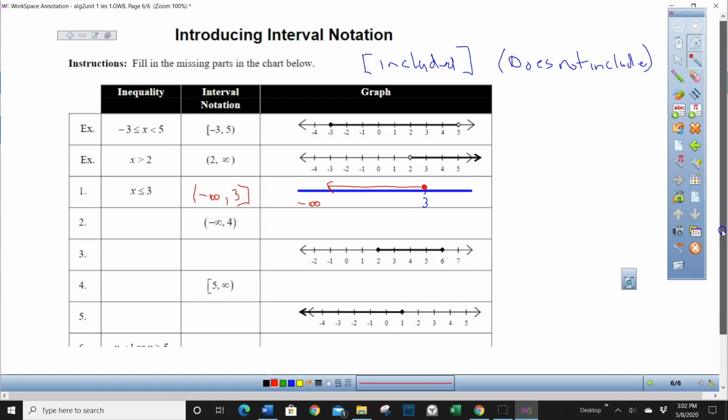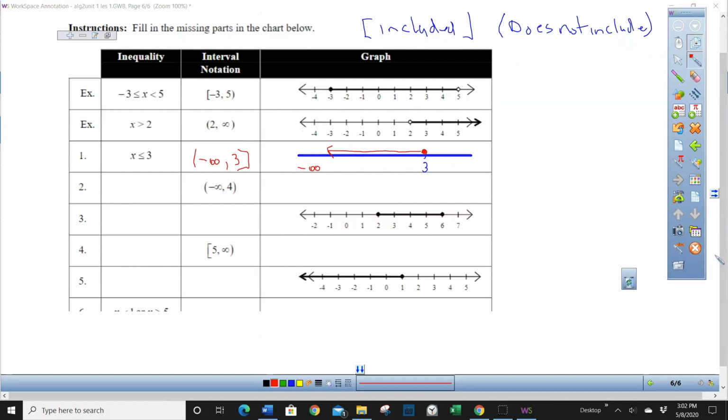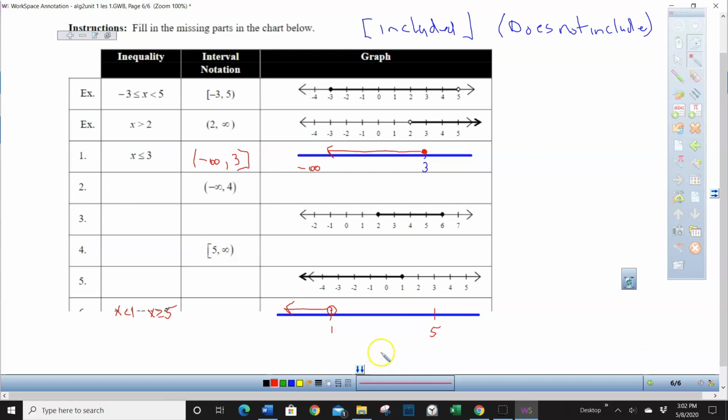Now, let's look at one that might be a little confusing. Let's look at number 6. And 6 says x is less than 1, and x is greater than or equal to 5. Well, let's look at the number line first. So here's my number line. Here's 1. Here's 5. Okay, so less than 1 would be an open circle going to the left. Greater than or equal to 5 would be a closed circle going to the right.